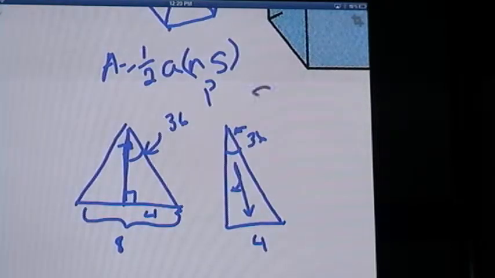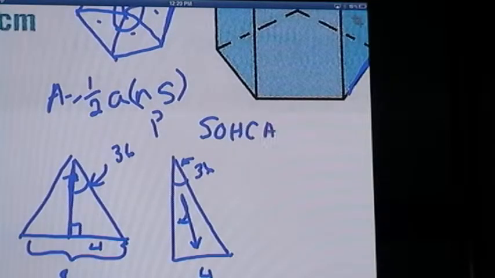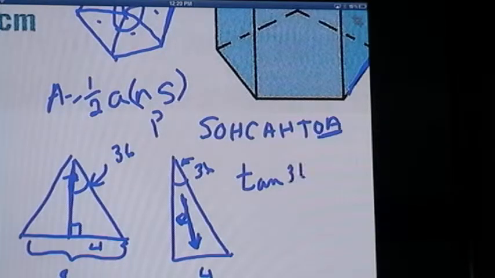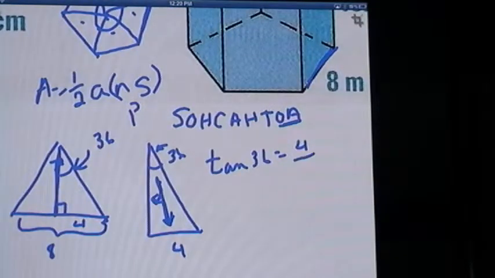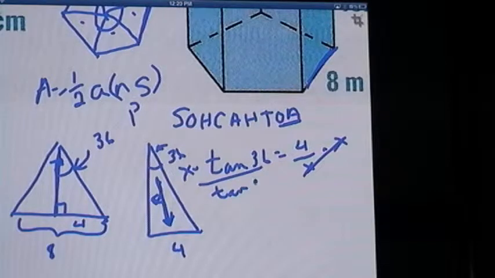So when we think of SOHCAHTOA, that's our trig thing we need to be able to do. SOHCAHTOA. All right, we say I need the opposite side. Well, I have the opposite side and I need the adjacent side. So we're looking at tangent. So tangent 36 is equal to the opposite side, which is 4, over x. So we're going to multiply both sides times x, and then we're going to divide by tangent 36.